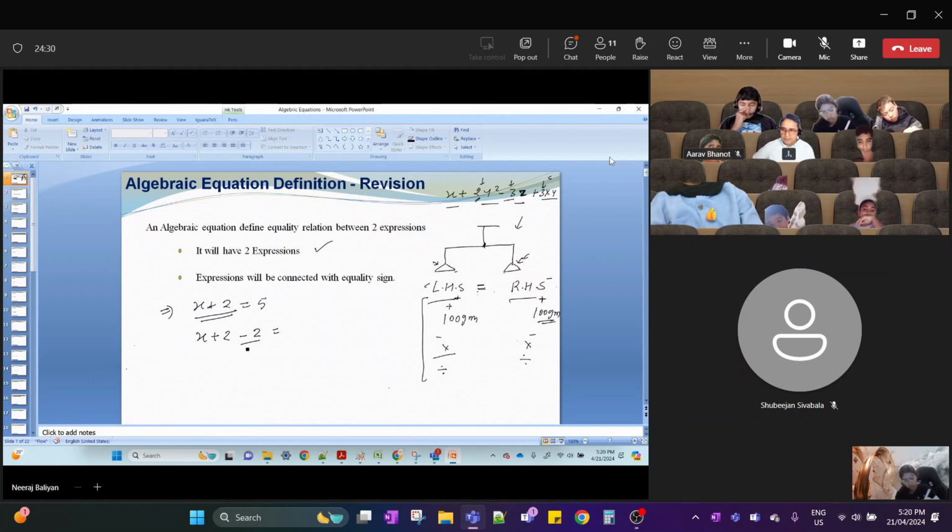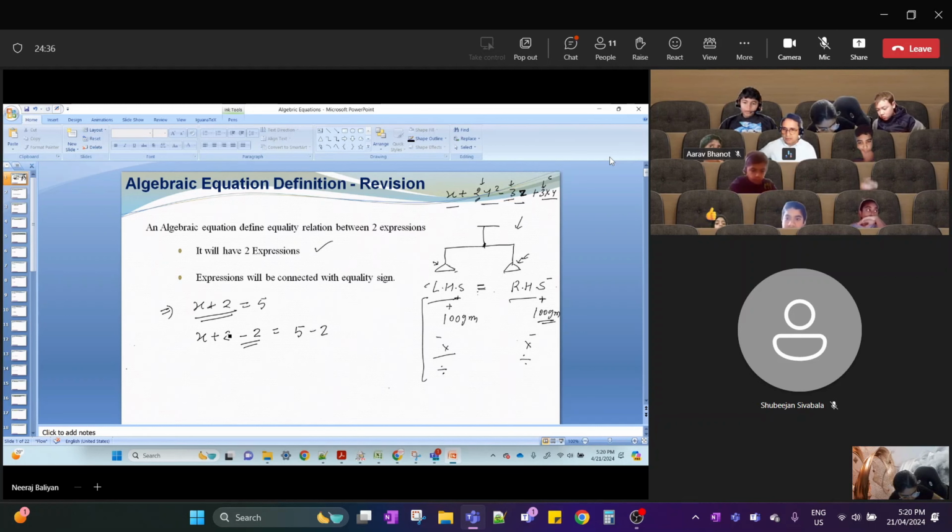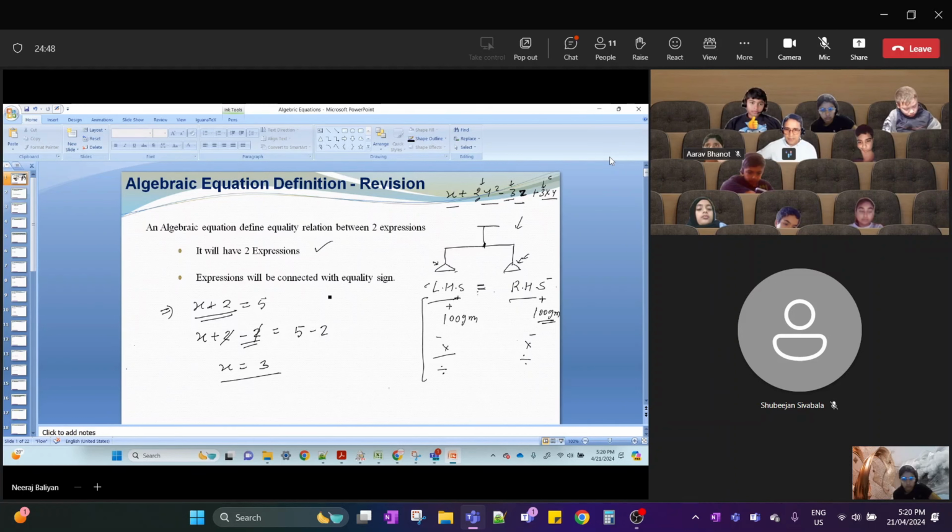Because I'm subtracting 2 from left hand side, I have to do the same on right hand side. So 2 will be cancelled out and x will be how much? 3. This is one of the ways to solve this. But in a complex equation, probably we will not use this.